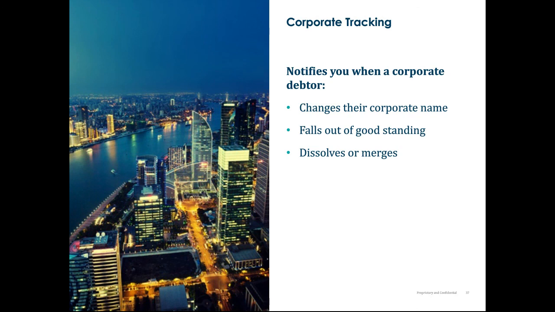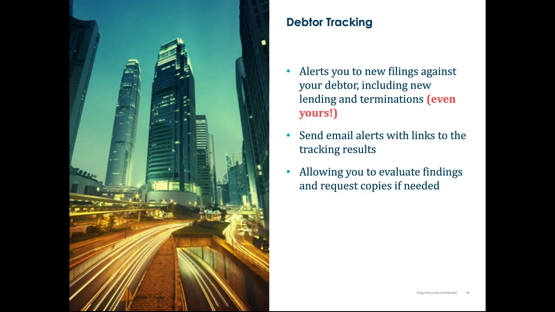Now, we have other kinds of tracking as well, and these are more, I would say, specific to the type of business that you're conducting. For those of you who write into your security agreements that your borrowers are not to take additional funding until you're paid back, we can monitor for that by tracking for new UCCs being filed against your borrowers. So debtor tracking does exactly that. It monitors for any UCC filed against a specific debtor in a specific state.